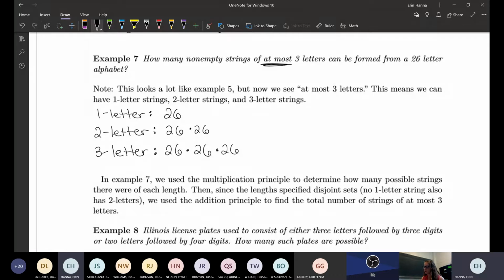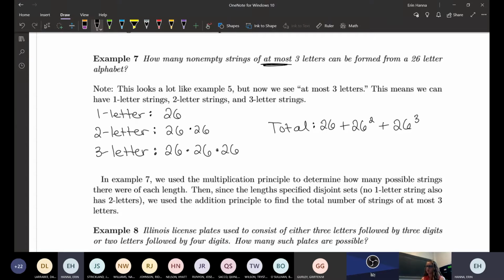So if we want to know how many strings of at most 3 letters, since these are disjoint sets, there's no 3-letter string that's also 1 letter, and no 2-letter string that's also 1 letter. Since those are disjoint sets, the total amount of strings in this situation is going to be 26 plus 26 squared, if I can write it like that to save a little bit of space, plus 26 cubed. So it's a mixture of both the multiplication and the addition principles.